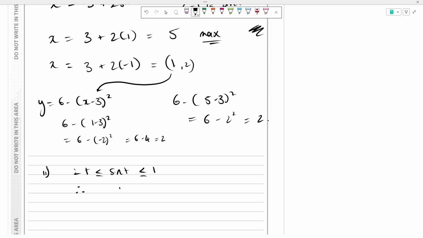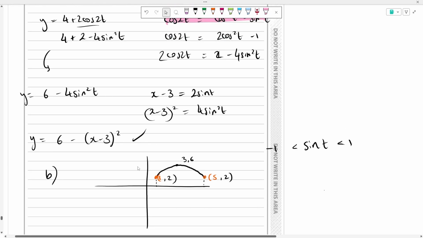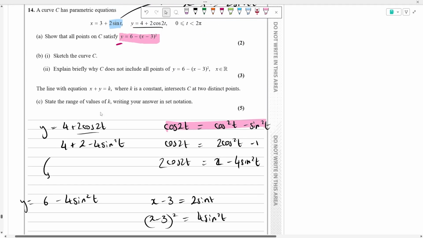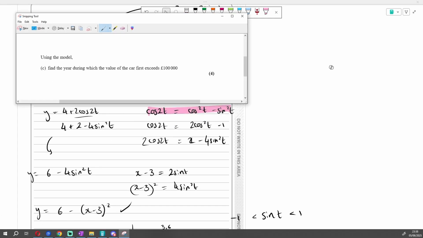Therefore, you have 1 is less than or equal to x, which is less than or equal to 5. That is your range for your quadratic. For part C, it says the line with the equation x plus y is equal to k intersects C at 2 distinct points. State the range of values of k, writing your answer in set notation.